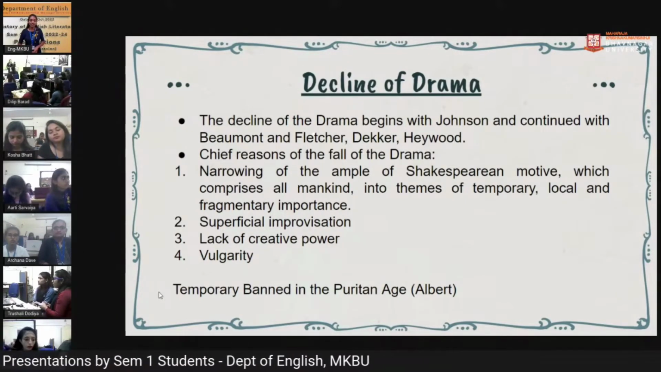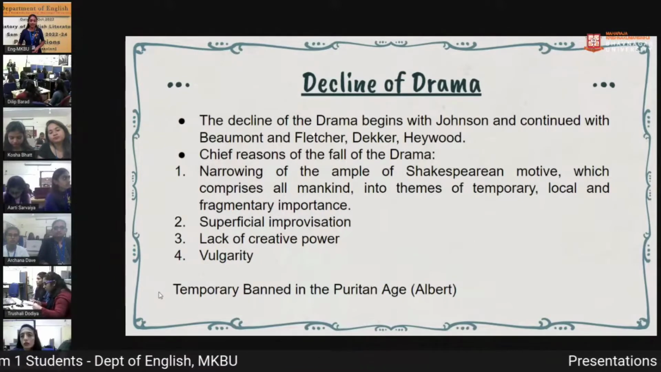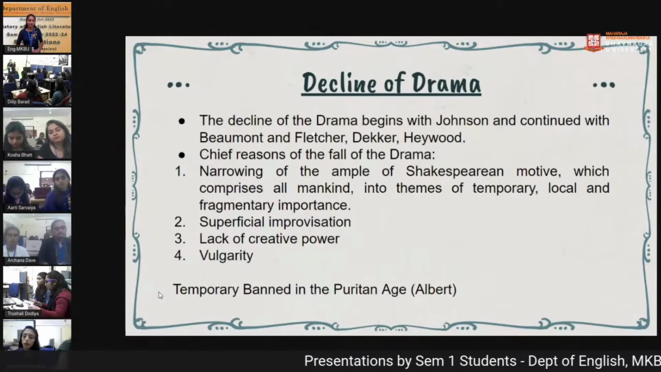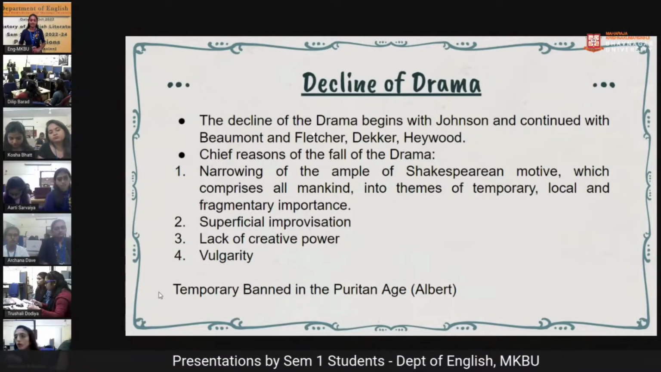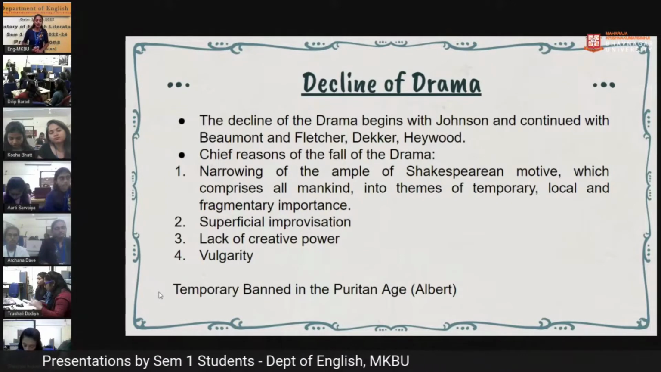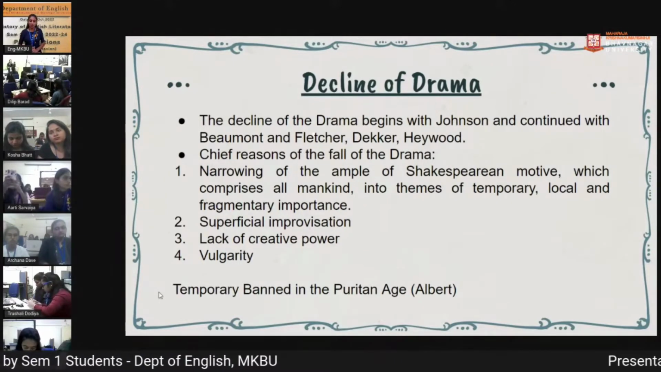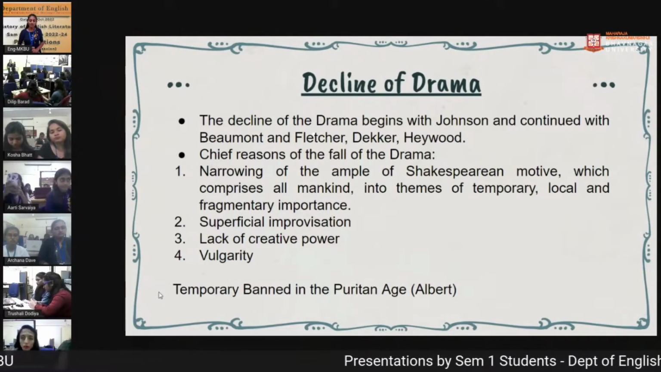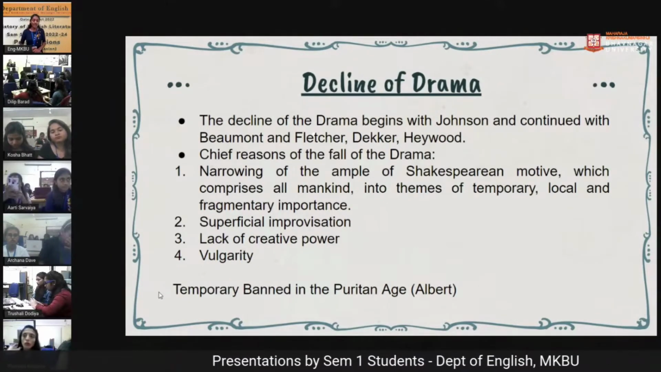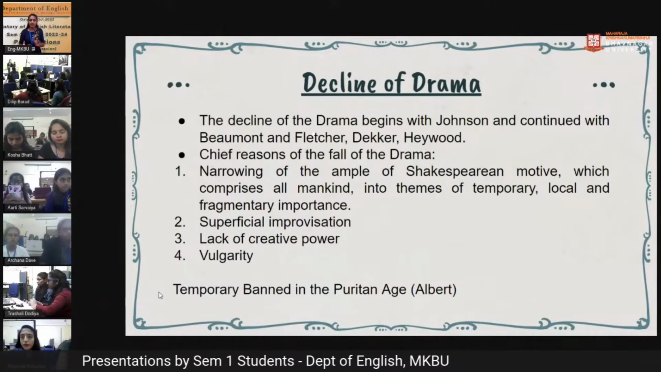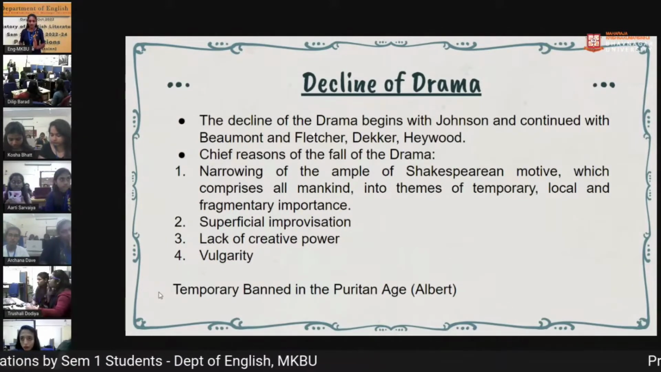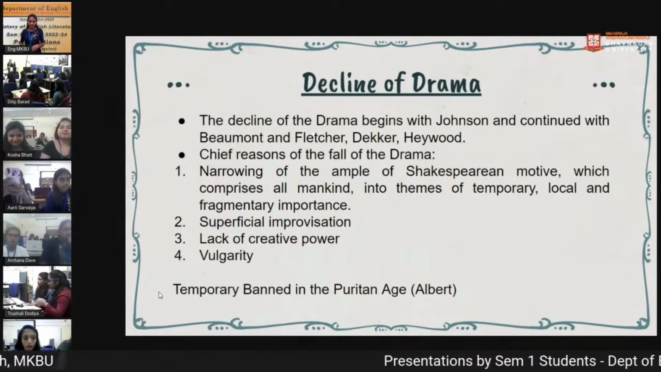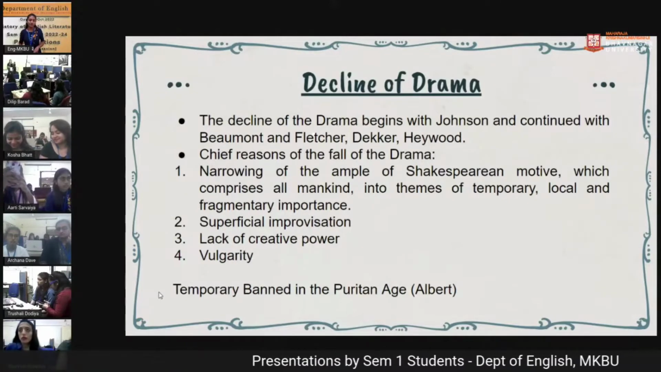Jonson and continued with Beaumont, Fletcher, Dekker, Heywood, and many others. According to Edward Albert's book, the chief reason for the fall of the drama is the narrowing of the ample scope of Shakespeare's motive, which comprised all mankind, into themes of temporary, local, and fragmentary importance. So Shakespeare was giving importance to the daily lives of people, while others were not doing that. They were exaggerating it. So that's why this is the main cause of the fall of drama.